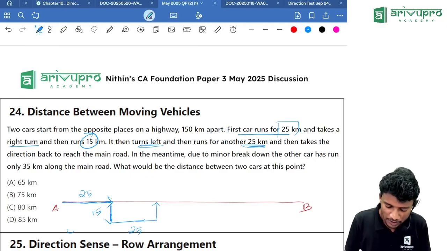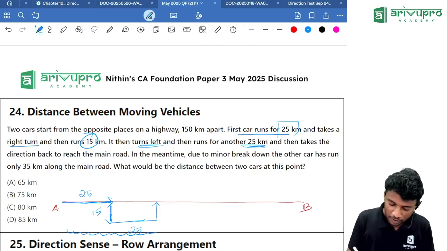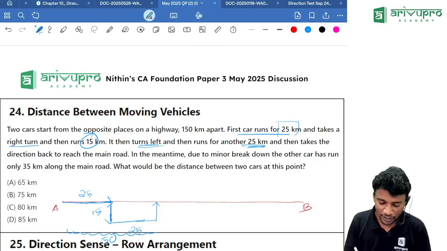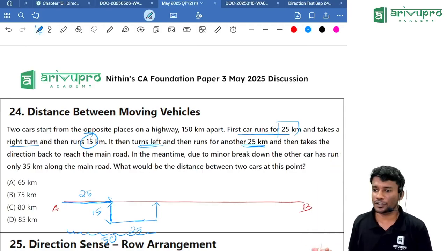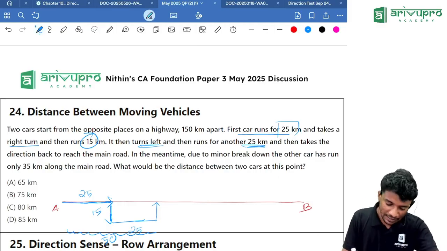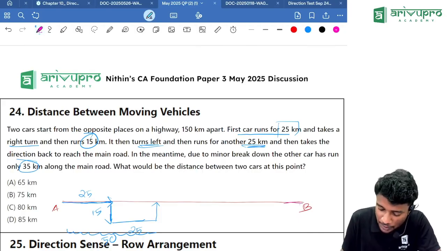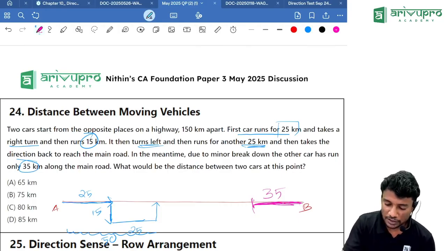Now my question: how many kilometer is traveled by A through the main road? 50 kilometer is traveled by A through the main road, 25 plus 25. We will not add that 15 because it doesn't matter. It is not part of the main road. Next, what happens to B? B traveled 35 kilometer. That means B is coming over here for 35 kilometer.